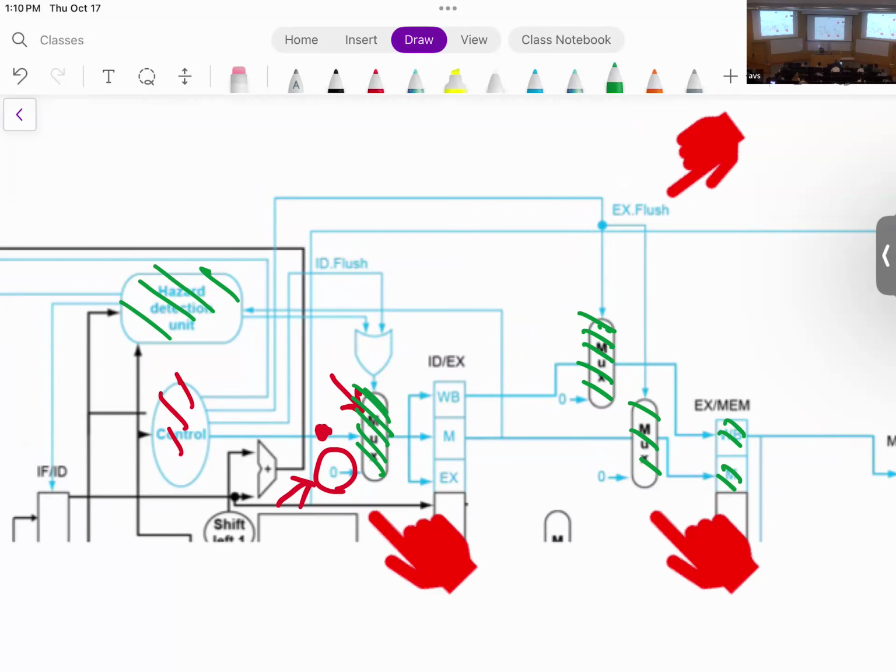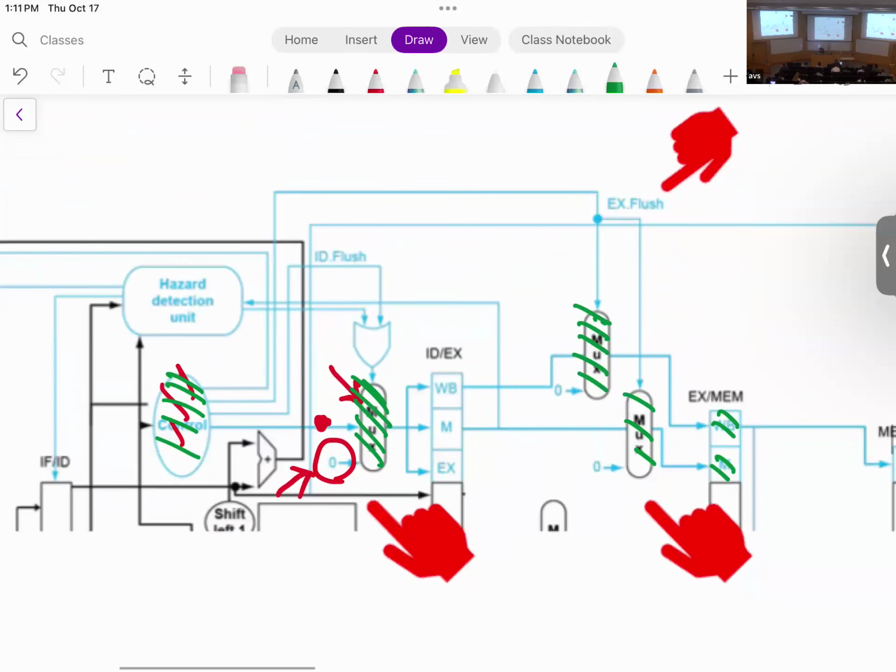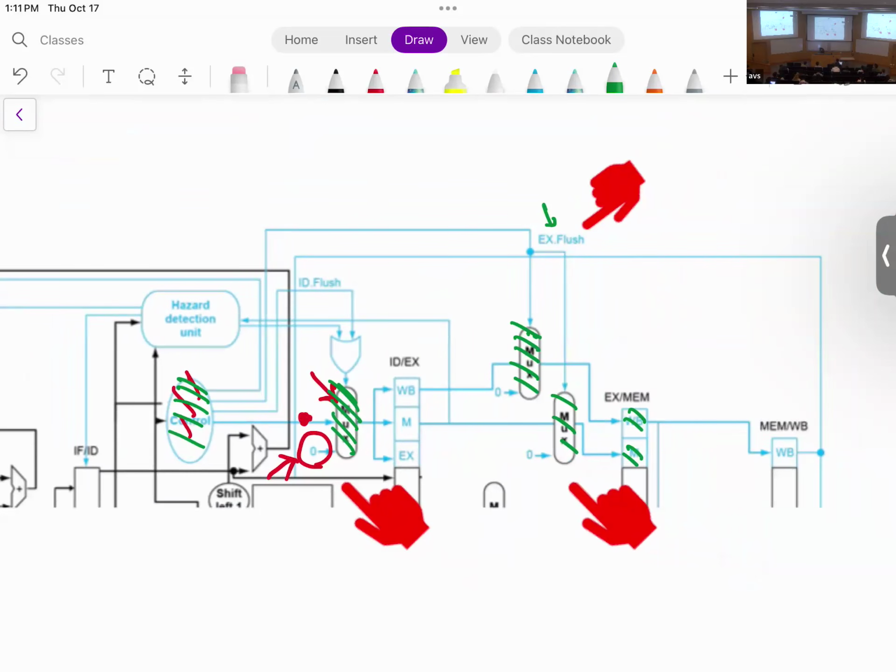So the hazard detection unit is now having... sorry, it's not generated by the hazard detection unit, it's generated by the control unit, because we know that this is going to be a fetch instruction that needs to be flushing things out. Okay, so if we know that we made a mistake, we're going to flush things out from the controller.